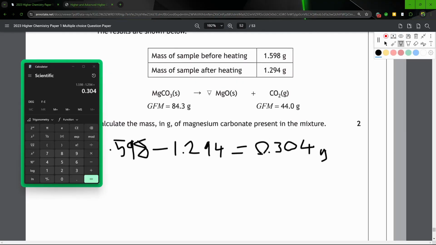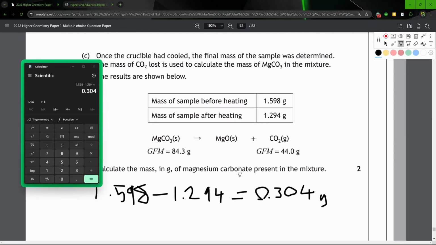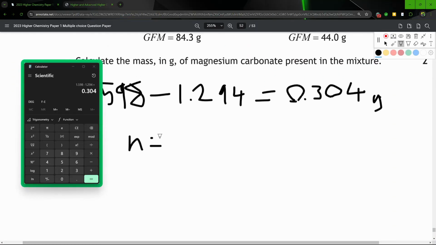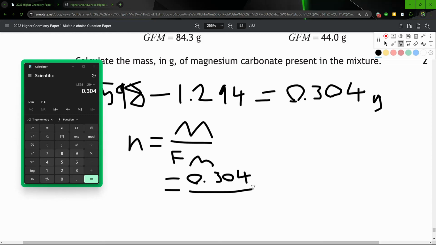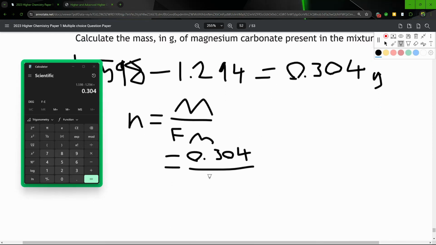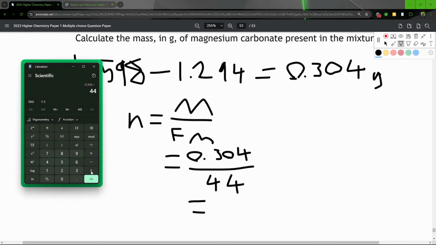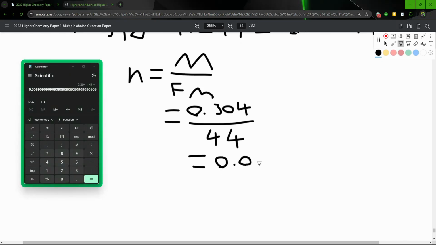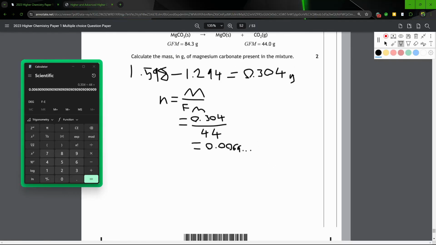So now that we have this, we can use it. This is basically the mass of the carbon dioxide, so we can use it to calculate how many moles. It says we've got 44 grams there. So we divide by 44, and they give us this horrific number. We'll keep it in our calculator.